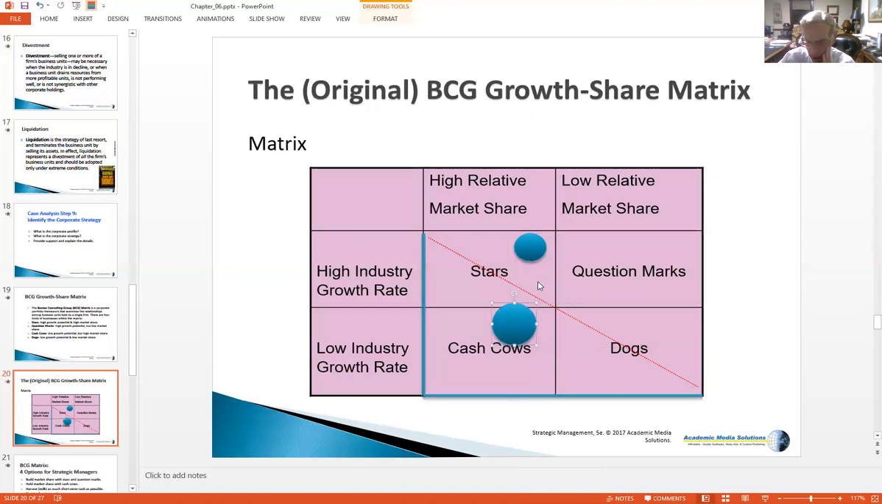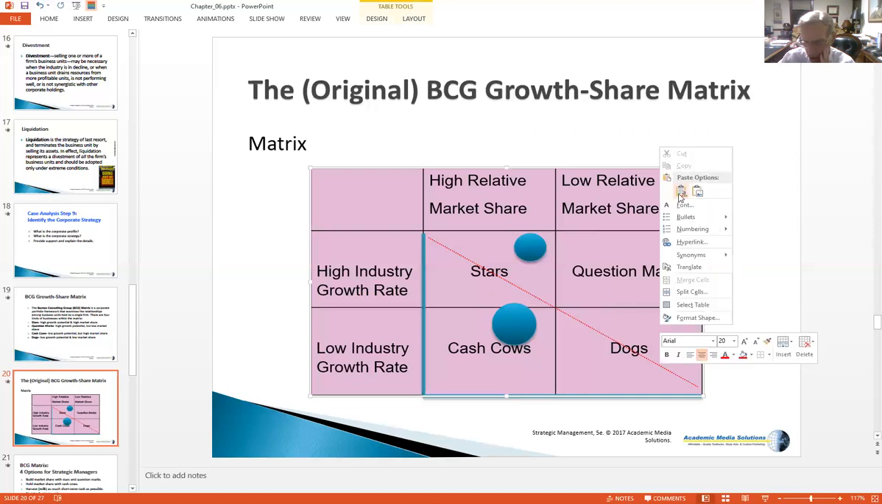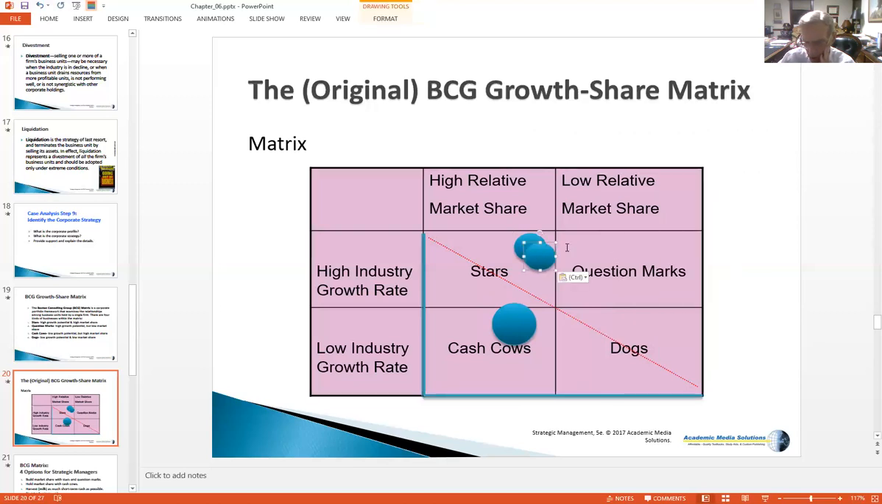We'd like to have very few dogs. These are businesses that have low market shares, and they're not growing very fast either, and their industry isn't growing very fast. So we hope they're not very big. Now, what we're going to have also are some investments.